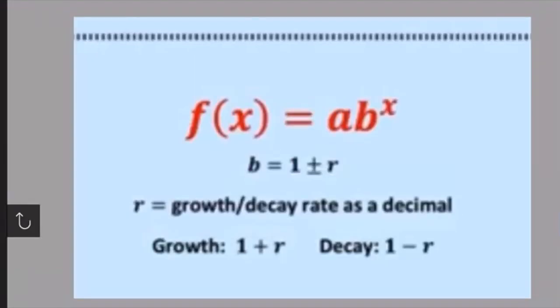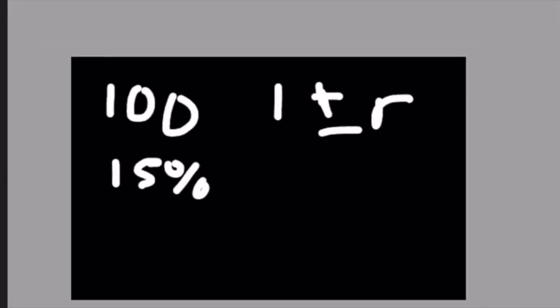All right, so after reviewing this slide on Miss Taylor's last video, I noticed that the B equals 1 plus or minus r might be a little confusing, so I'd like to explain that a little. Okay, so for example, let's say you invest $100 into a bank account with an interest of 15%. Now, the 1 plus or minus r. In this case, r would be 15%, correct?